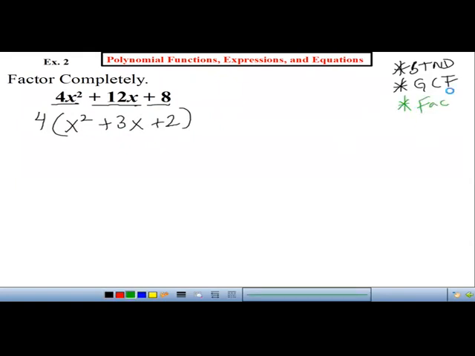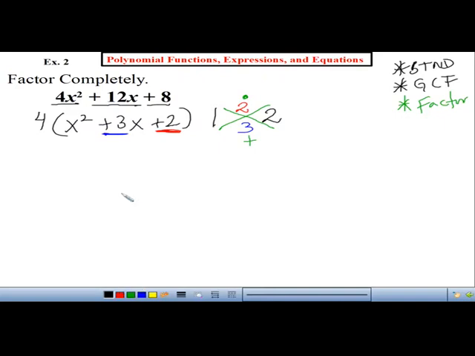We need to factor. And what do we use? There it is. Multiplication on top, addition on the bottom. Which one goes on top? The last one always goes on top. Which one goes on the bottom? The middle coefficient. What 2 numbers multiply to give me 2, and when you add those same 2 numbers, give us 3? 1 and 2. 1 times 2 is 2. 1 plus 2 is 3.